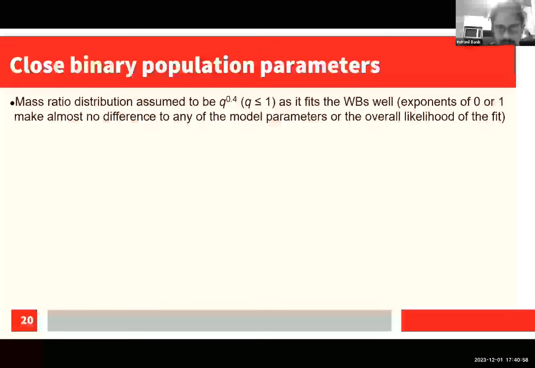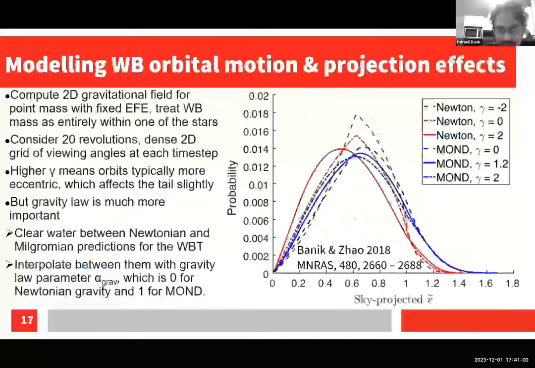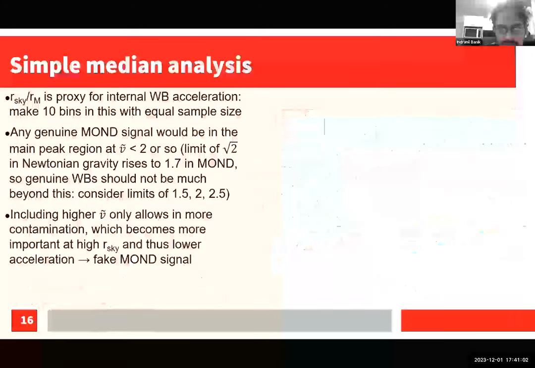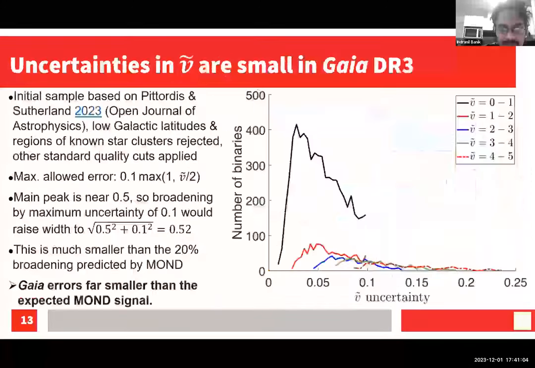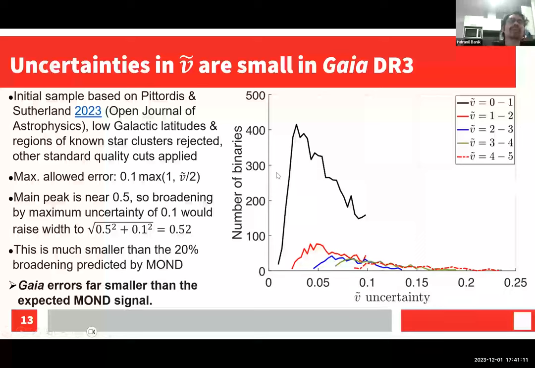Right, so let me get on this issue. I was going to comment a little bit on that. We did initially plan to denoise the observed distribution a certain way to account for the measurement errors. But eventually we realized that the Gaia data was so precise that you could simply restrict your sample to systems where V tilde has a very low uncertainty.